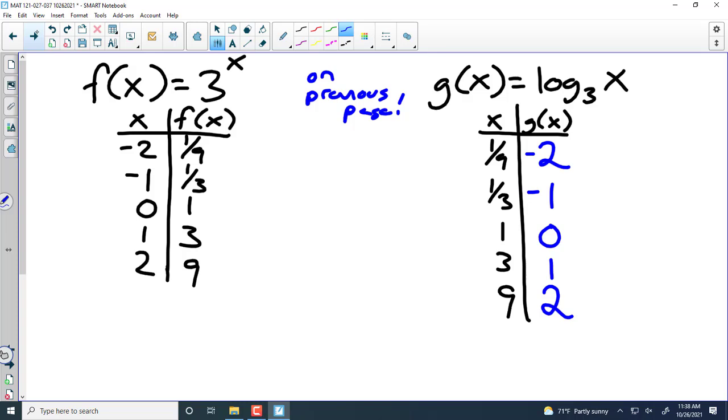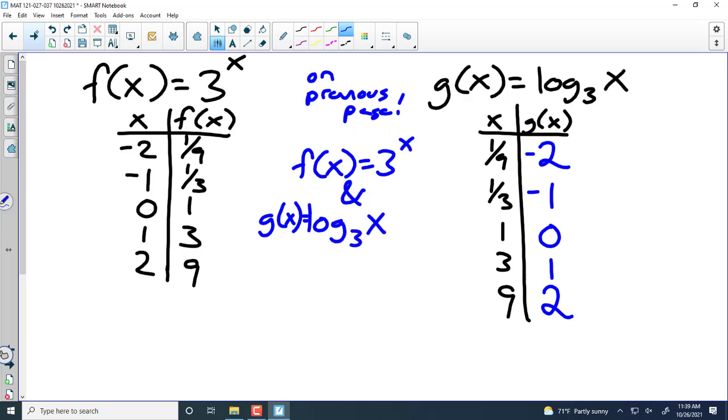What do you see? They're inverses of each other. That's our punchline, everyone. That's our punchline right there. These functions are inverses of each other, everyone.